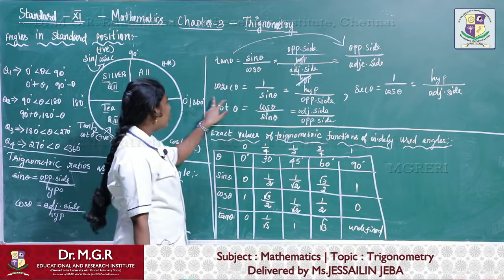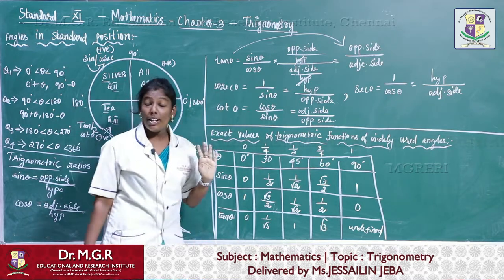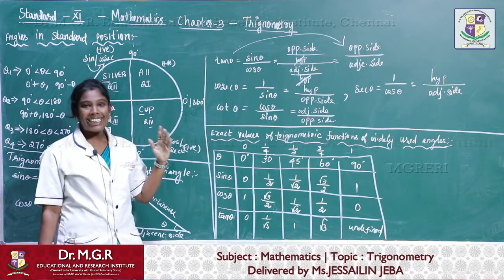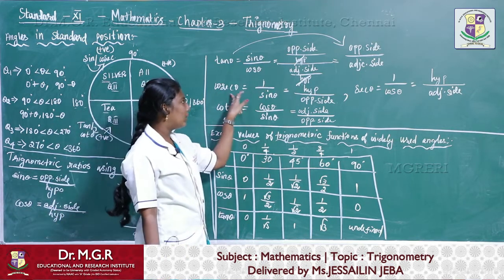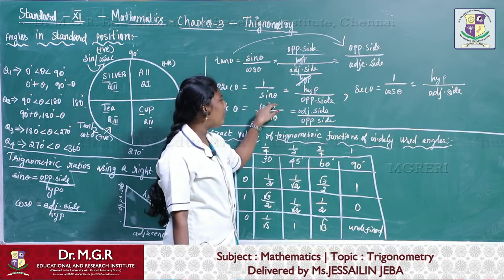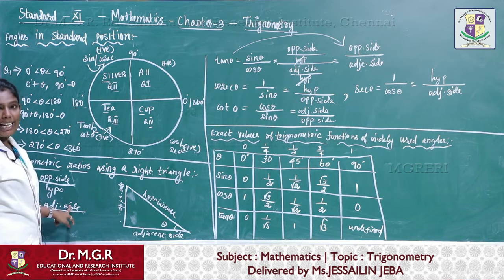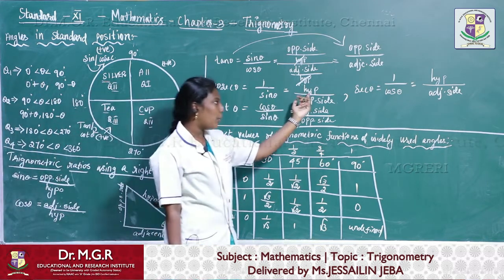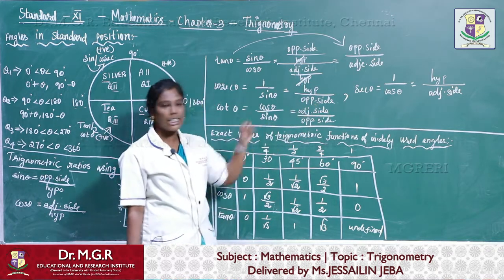Then cosecant theta. You all know that the reciprocal of sine is cosecant theta. So we can write cosecant theta as 1 by sine theta. What is the formula for sine theta? Yes, opposite side by hypotenuse. So 1 by opposite by hypotenuse is hypotenuse by opposite side. So this is the formula for cosecant theta.